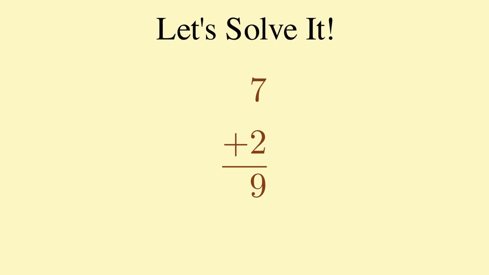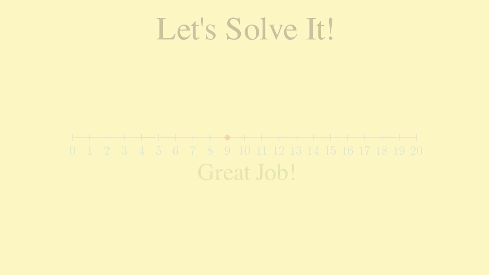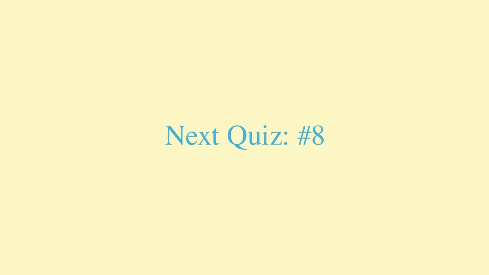We can also use a number line. Start at 7 and move 2 steps forward. 1, 2. We land on 9. Great job! Now, let's move to the next question.